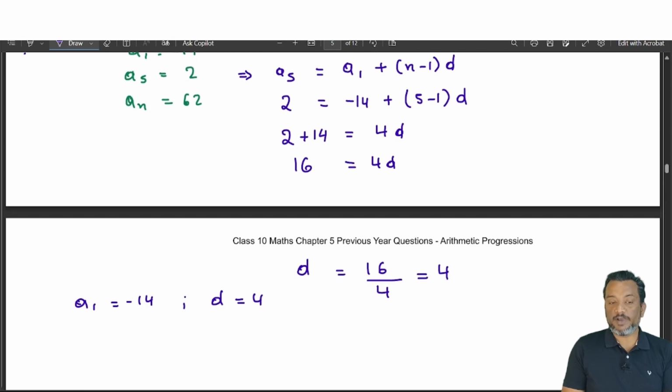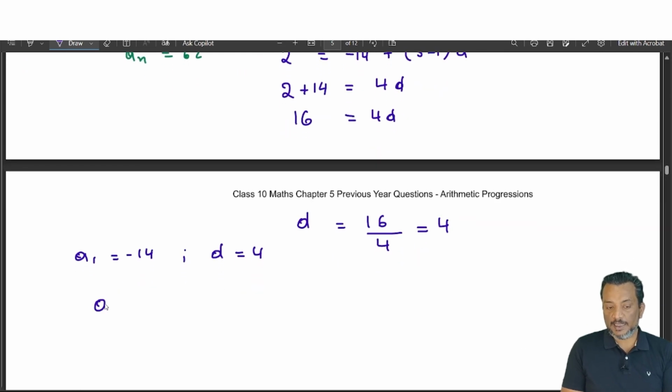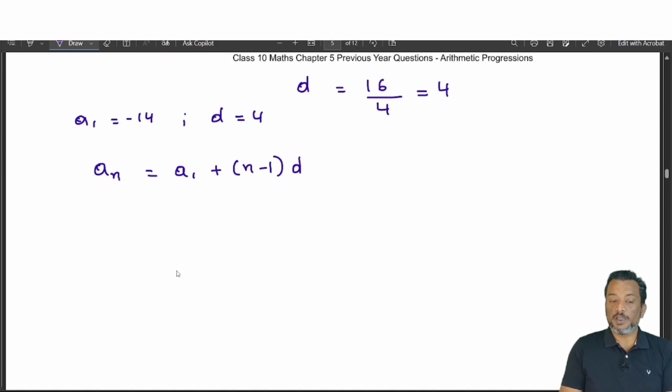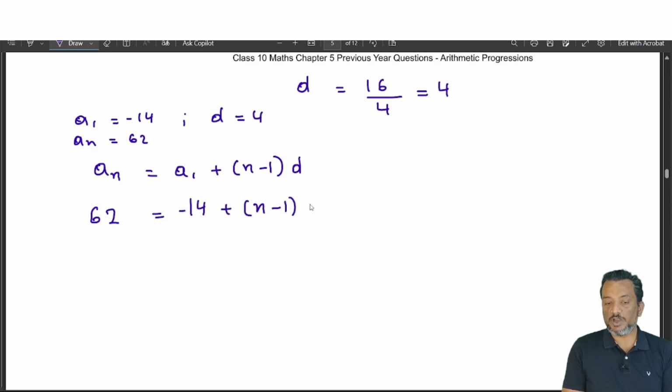Now it is saying, find the nth term. So we can say an is equal to, again, a1 plus n minus 1 times d. We can write this equation, the general form of an AP. Now here an is given as 62, and a1 we have given as minus 14. Here we can write an is equal to 62 equals a1 plus n minus 1, and d is given 4. Same way, bring this minus 14 from right side to left side.